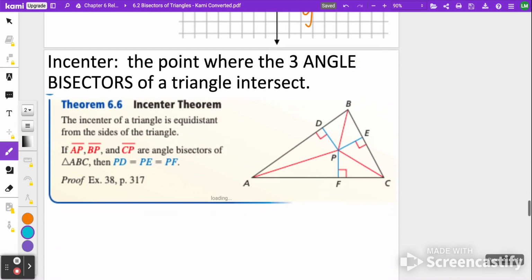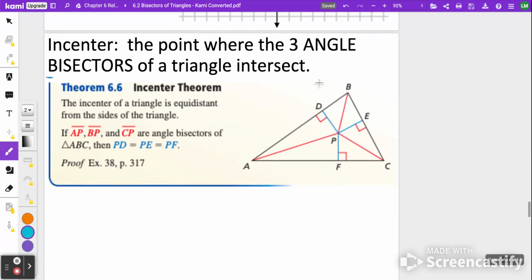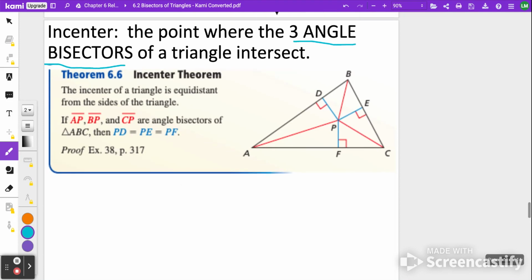Next up, we have the incenter, which is the point where 3 angle bisectors of a triangle intersect. That's just going to look like this diagram right here. We have AP, BP, and CP are angle bisectors of A, B, and C. Then that means PD, PE, and PF can all be equal.